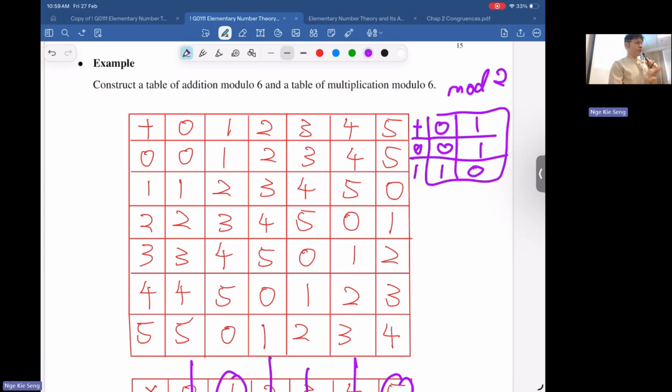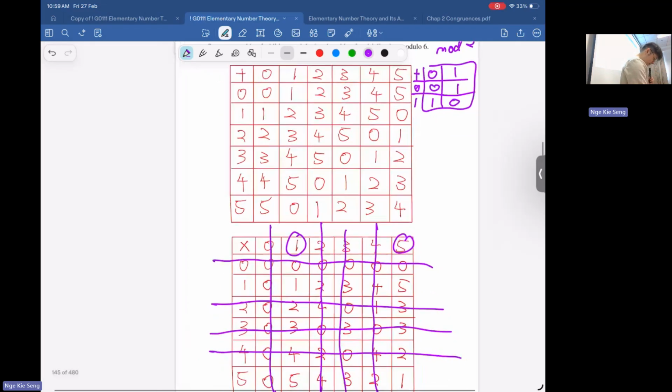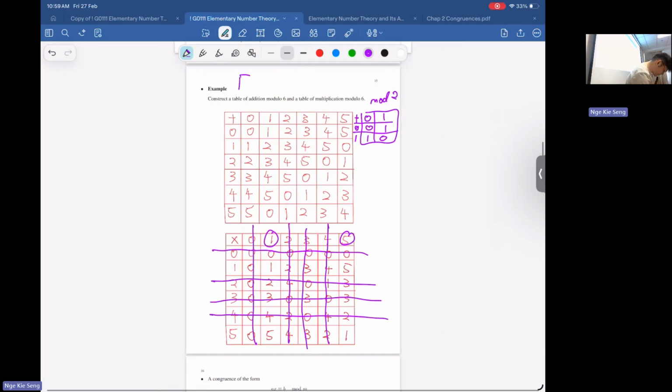Okay, so we shall take a break. Here, this is an exercise. You can go back and verify this. Okay, so let's take a break until 11:09.